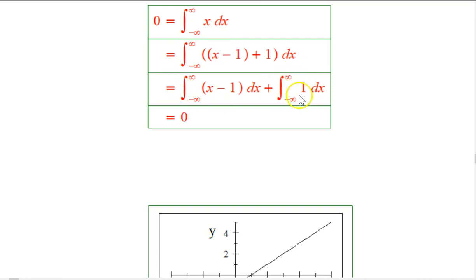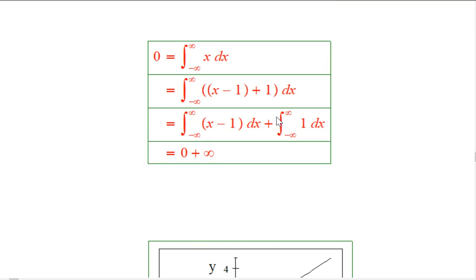But the integral from minus infinity to infinity of 1 dx is the area under y equals 1 from minus infinity to infinity. There's no possible answer for that but infinity. So now I've derived that infinity equals 0. This is totally bogus. And this is exactly the kind of trouble you get into when you start dealing with infinite quantities and trying to say, oh, they cancel out.